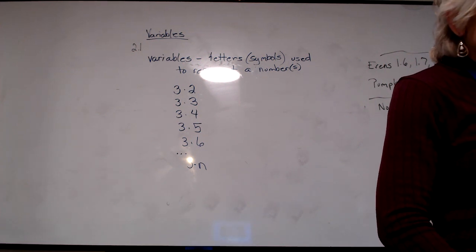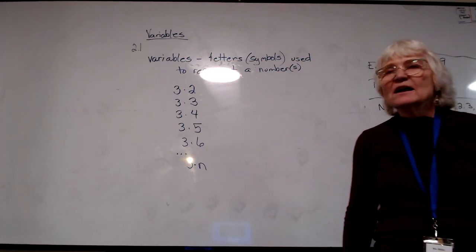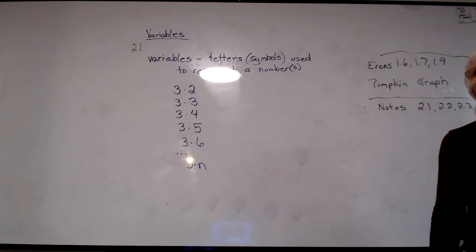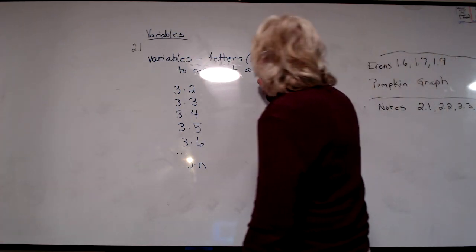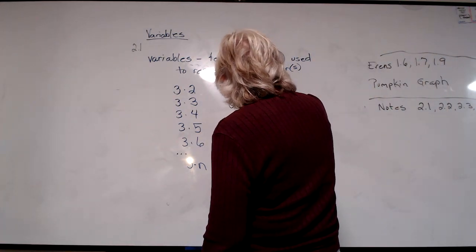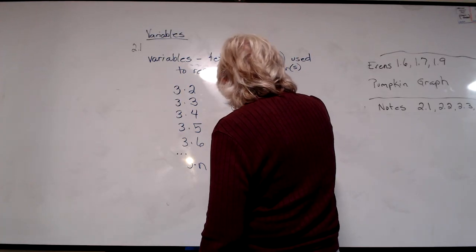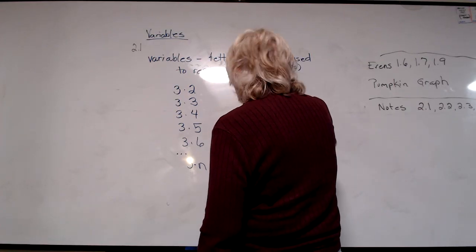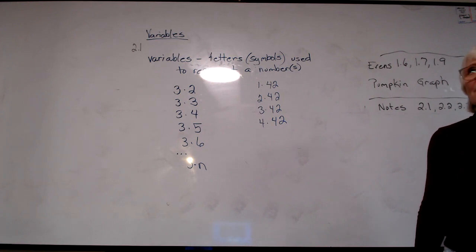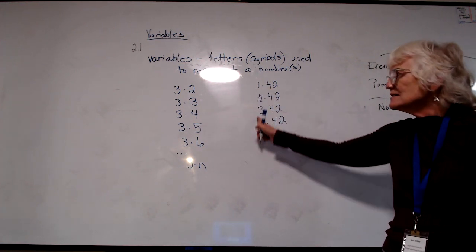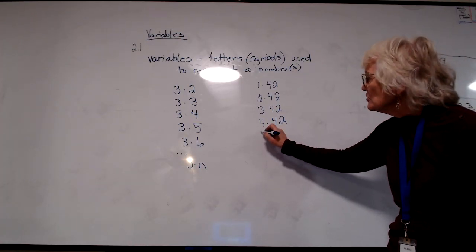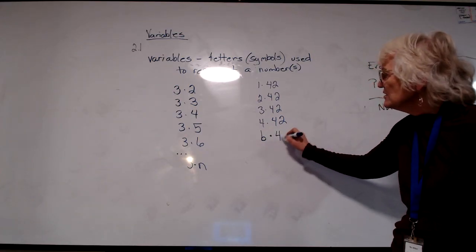They use some very interesting examples. The grizzly bears. One grizzly bear has 42 teeth. So 2 grizzly bears has 2 times 42, right? Because I have 1 times 42, 2 times 42, so this is 1 grizzly bear, 2 grizzly bears, 3 grizzly bears, 4 grizzly bears. I'm not going to write out what those answers are. The pattern is, this is the number that's changing. So I could use B for bears times 42.